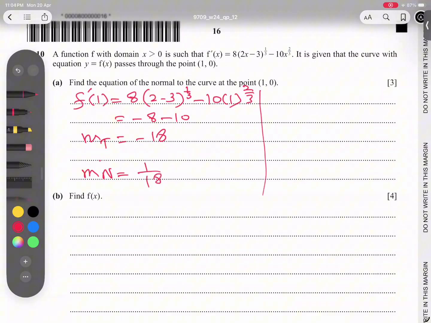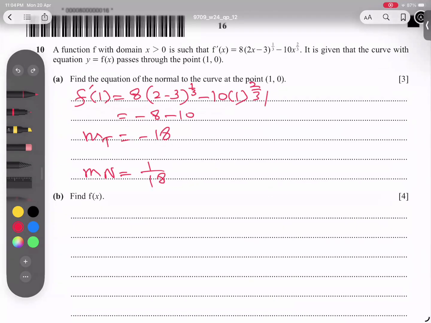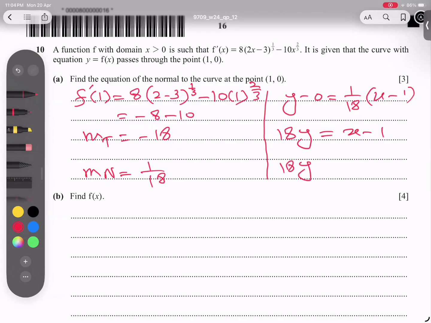And now I'm finding the equation of a normal. Formula is y minus y1, which is 0, equals m times x minus x1. Okay, 18 multiplies there, 18y is equal to x minus 1. We can stop even here, or we can write, we did not specify any form, 18y minus x plus 1 equal to 0. Sometimes he can ask you this format even. Many formats are allowed. The point is very clear.